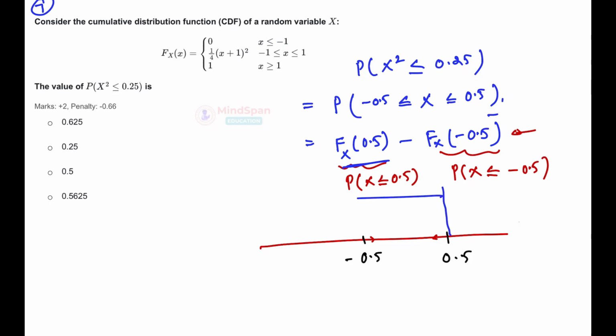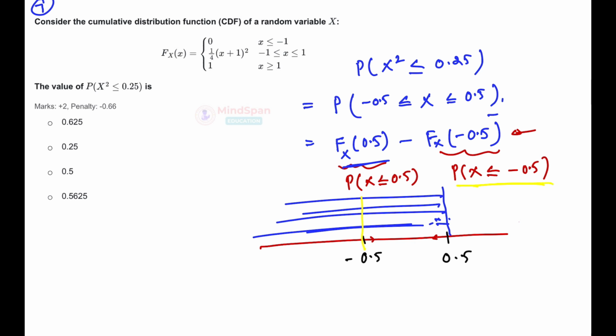This probability will be all the probability cumulated till 0.5, and we are subtracting this part, the probability that random variable x takes the value less than or equal to minus 0.5. So from the blue probabilities we are subtracting the yellow probabilities, so we will have this range, right? I explained this property, and even you should know it, because this is a very basic one.